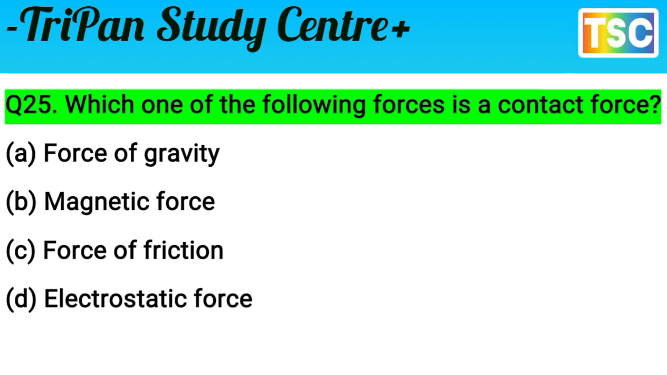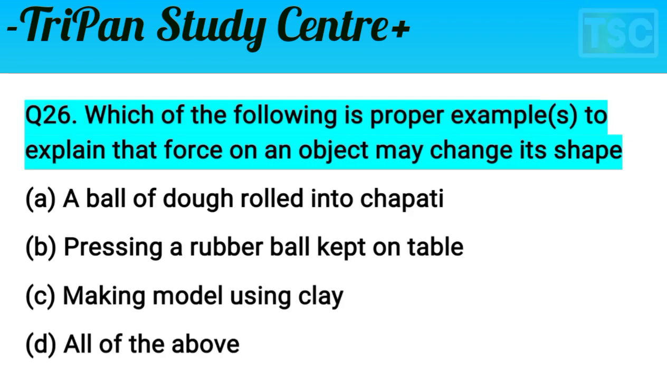The force of gravity? Not a contact force. B, magnetic force, nothing here. And C, force of friction. That's correct here. The following contact force is the force of friction. So option C is correct, force of friction. That's the correct answer. Let's see the next question on your screen.